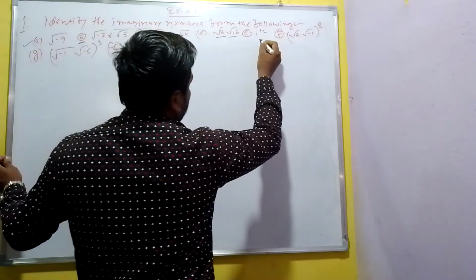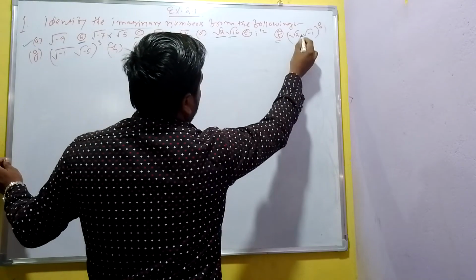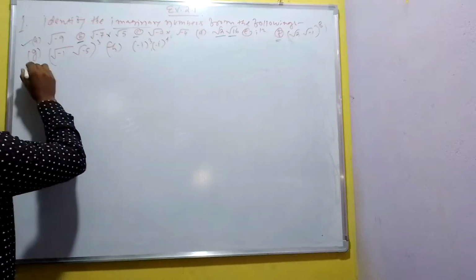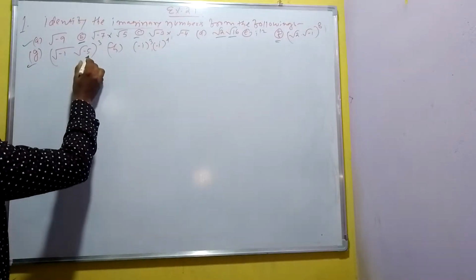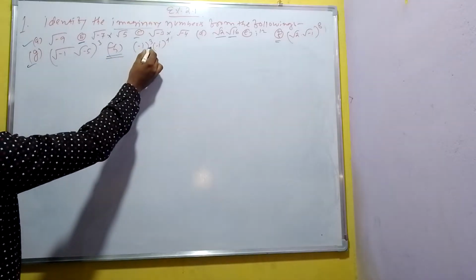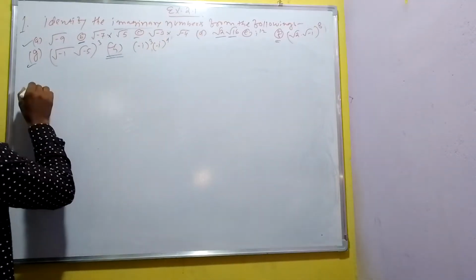Number E, i to the power 12. Number F, under root 2 under root minus 1 whole power 8. Number G, under root minus 1 under root 5 whole power 3. Number H, minus i to the power 3 minus i to the power 4.